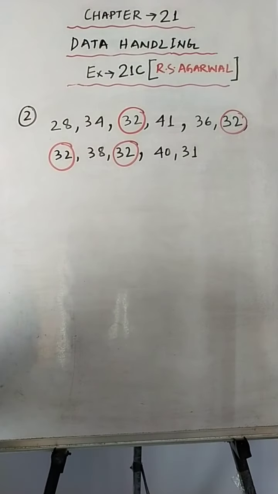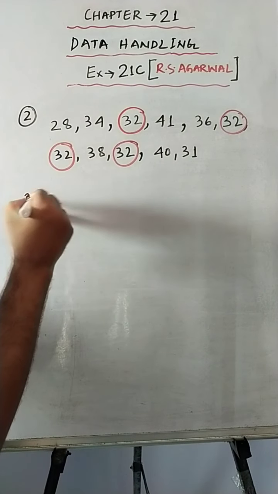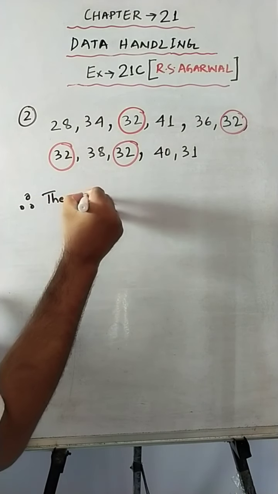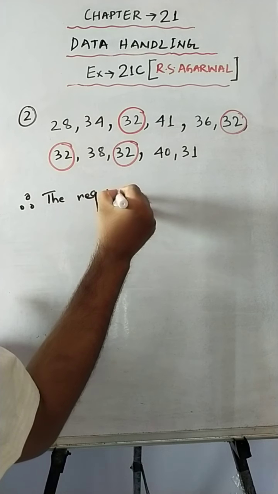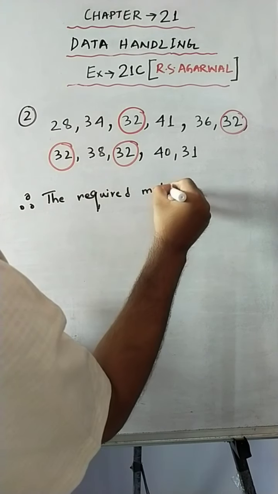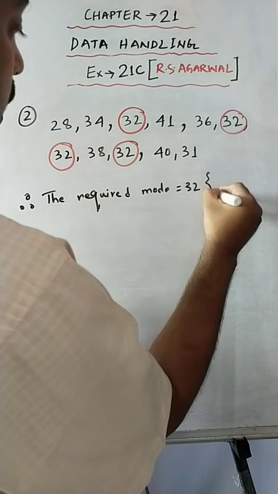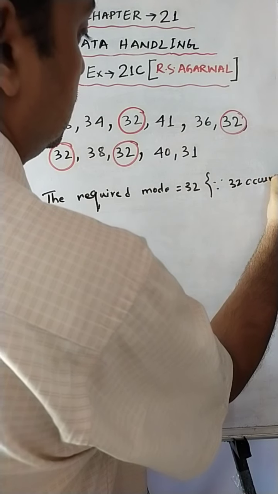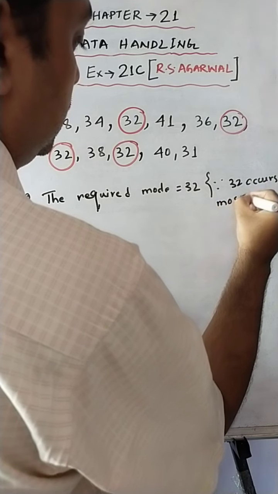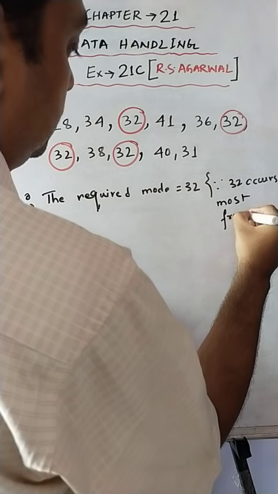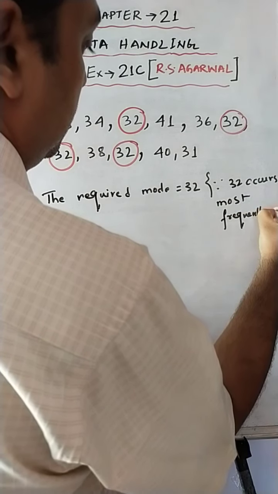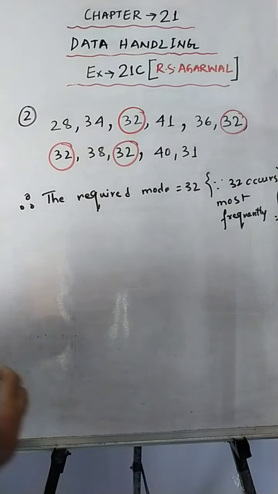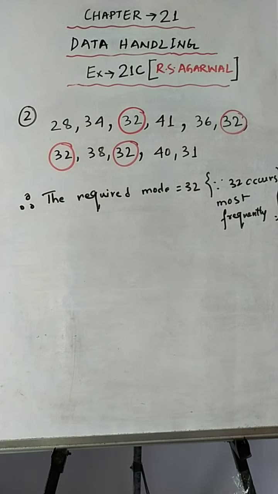Yes. So we'll write therefore the required mode is equal to 32. And why? Since 32 occurs most frequently. So this is the solution of question number 2. Now let's move on to question number 3.